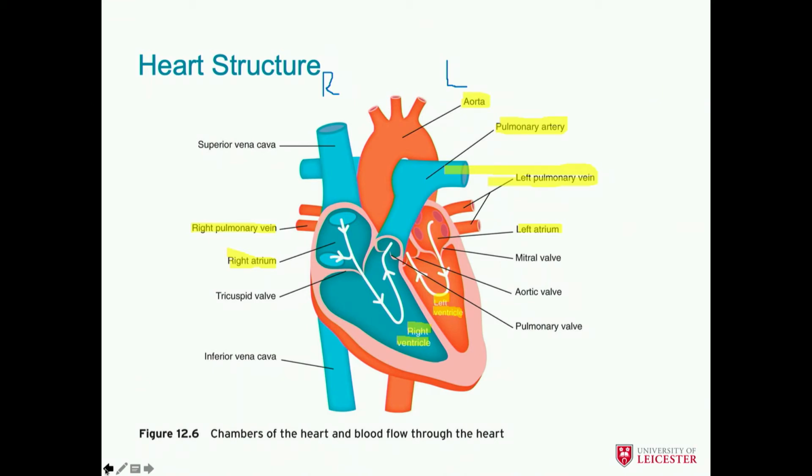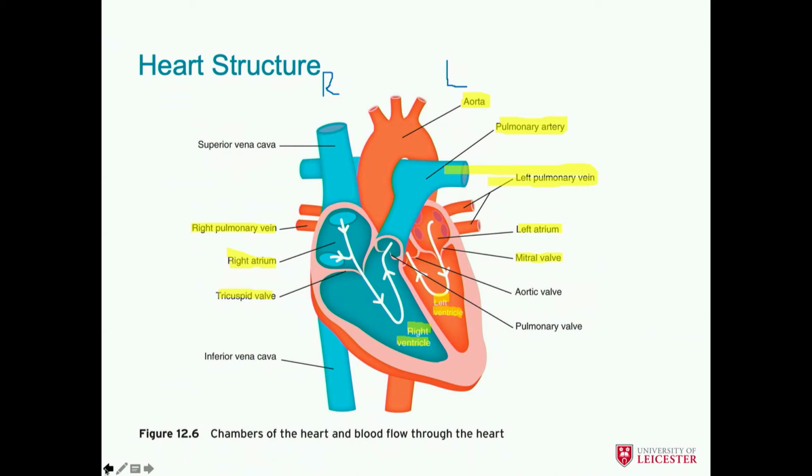So the heart also has 4 valves that regulate the flow of blood through the heart. So we have 2 atrioventricular valves. Now, the reason why they're called atrioventricular valves is because they're between the atria and the ventricles. So on the right-hand side, we have a tricuspid valve here. And that is between the right atrium and the right ventricle. And on the left-hand side, we have a mitral valve. Now, sometimes that's also called a bicuspid valve, in case anyone's already heard of it. And that is between the left atrium and the left ventricle.